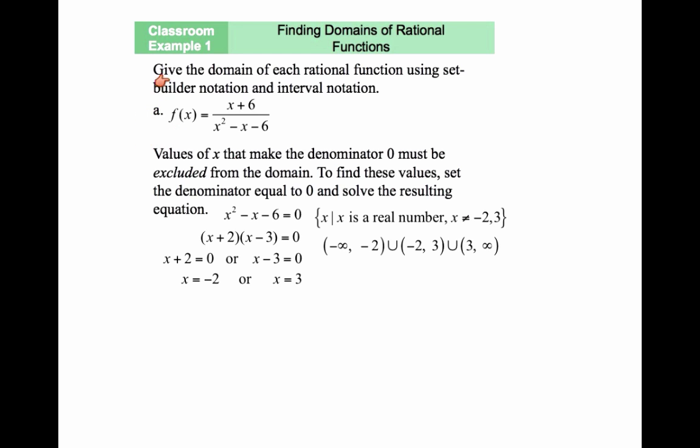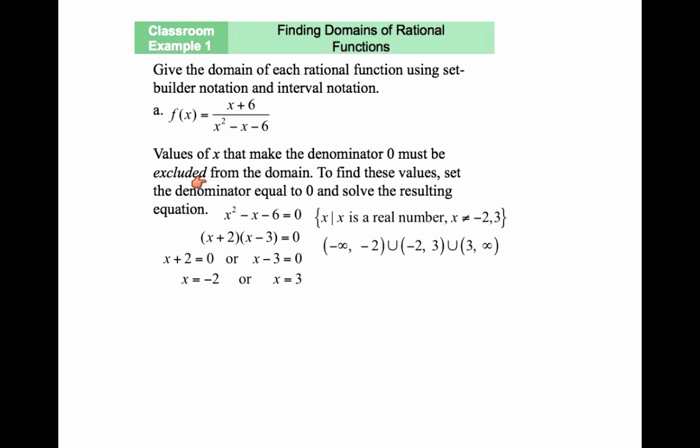So let's take a look at examples to make sense of all these definitions here. We want to give the domain of each rational function using set builder notation and interval notation. So here we have f of x is given to me as x plus 6 over x squared minus x minus 6. So remember, we don't want what we have at the bottom of the fraction, x squared minus x minus 6, to be equal to 0. If that happens, then this whole thing would be undefined.